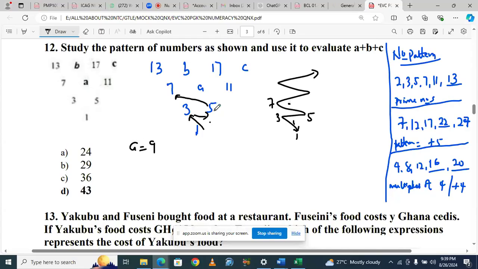So A equals what? 9. Now you come to 11. From 11 to 13. From 13, you come to what? 15. Then from 17, we go to 19.